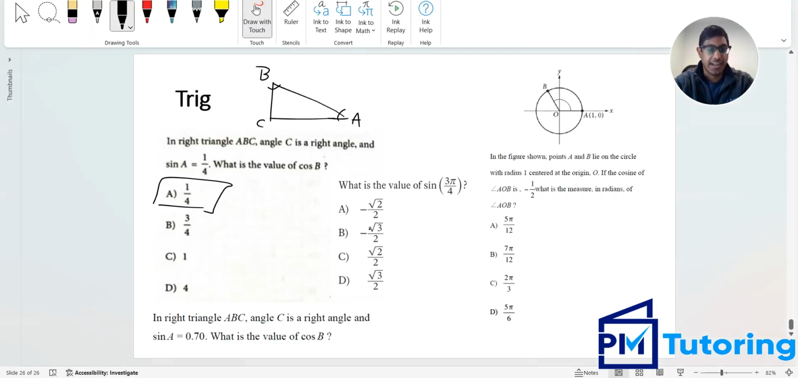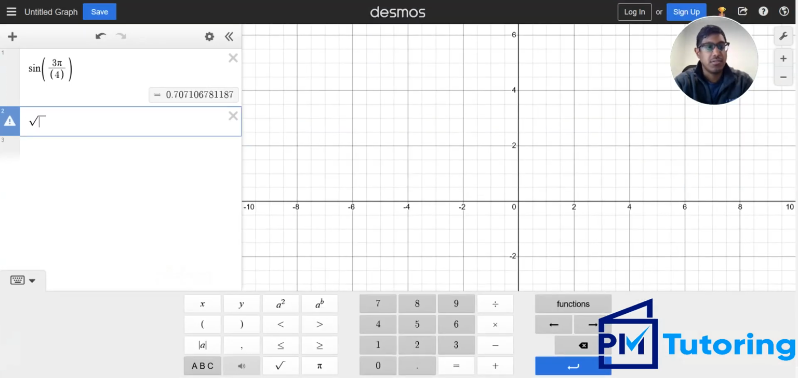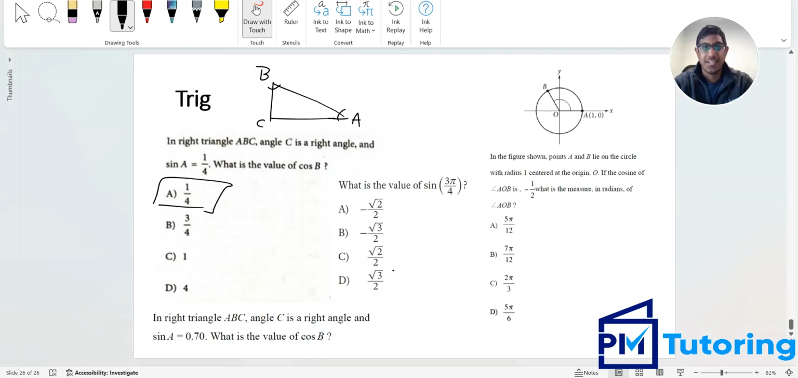A and B are both negative values, so not worth looking into those. And then we have C, which is root 2 over 2. So we just type in square root 2 and divide that by 2. And that does equal the same thing, so our answer would be C. One more question for us.